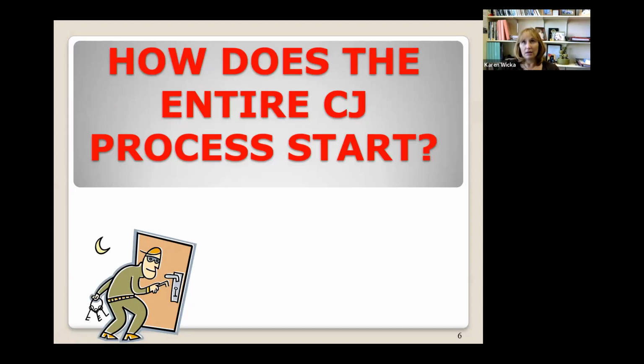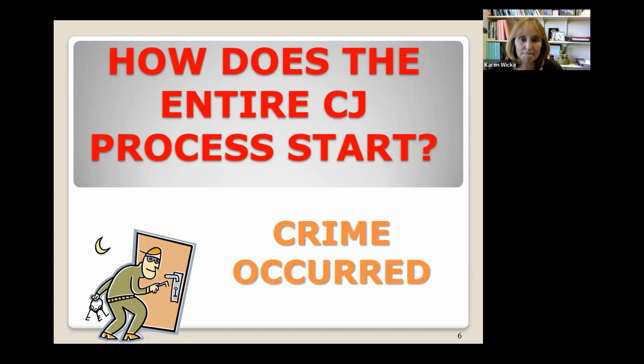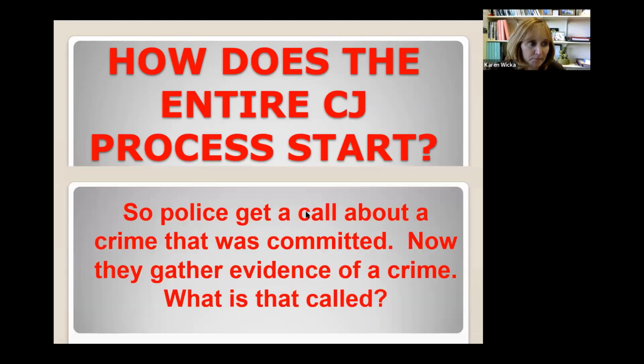Now, before any of this can get started, before you even move into the criminal justice system, something has to happen, right? Just average people aren't sucked into the criminal justice system. So what has to occur before you get sucked into the criminal justice system? You need a crime. You always need a crime to occur in order to get somebody moving forward in the criminal justice system.